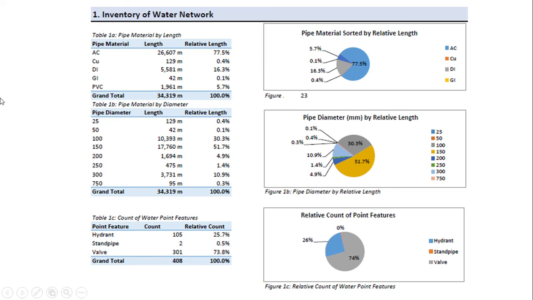This is the water network broken down into different categories. Pipe material broken down by pipe diameter. The point features broken down by their particular features. Hydrants, standpipes, valves.